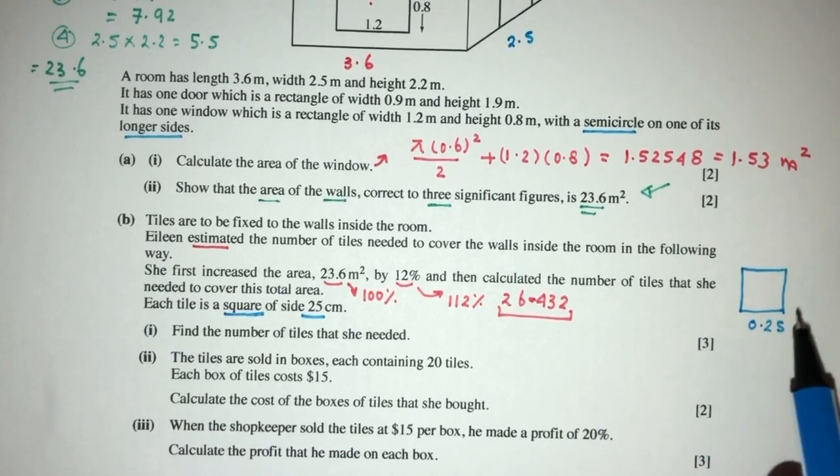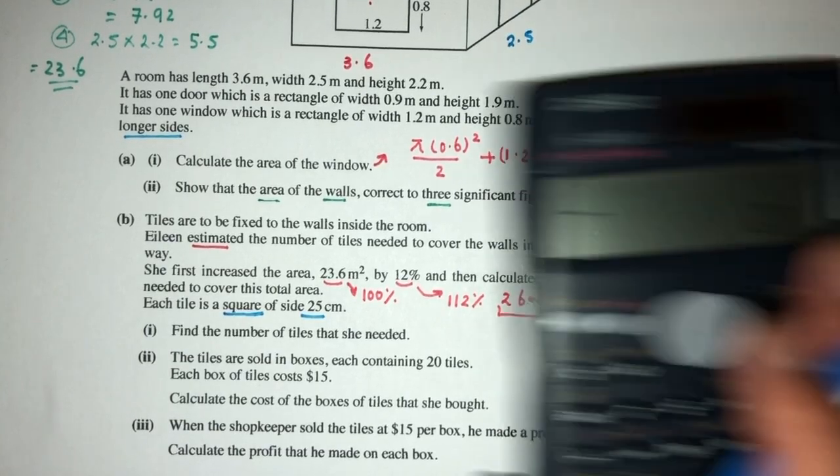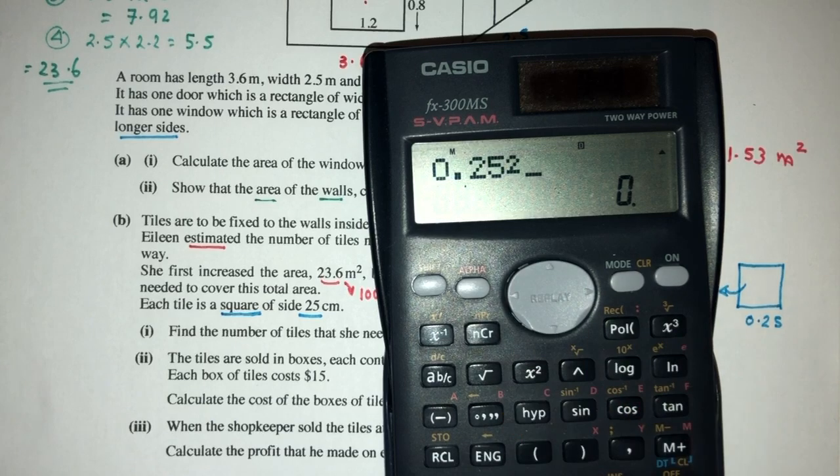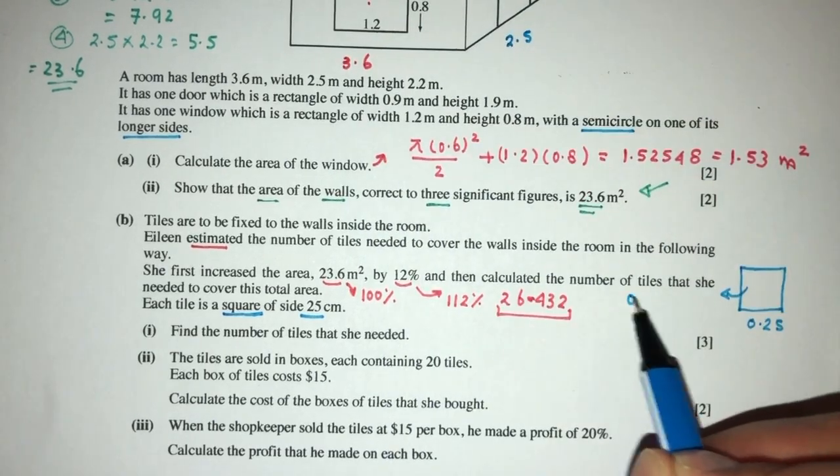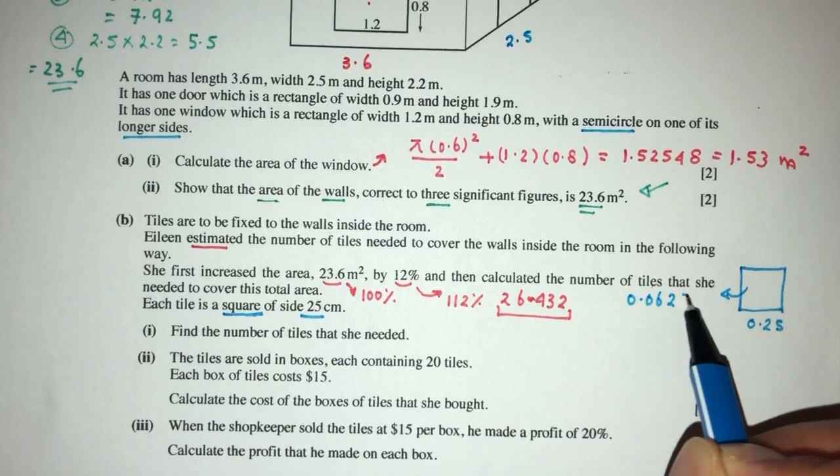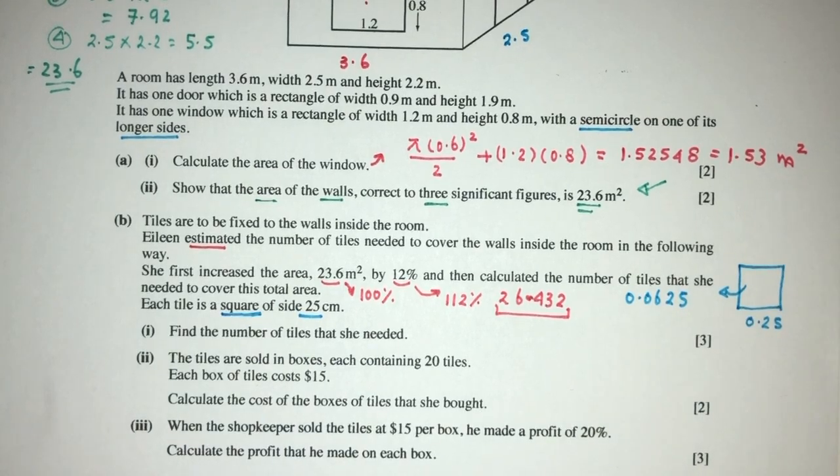So what is the area of this one? That will be 0.25 squared, that will be 0.0625. Okay, that will be the area of one of the tiles.